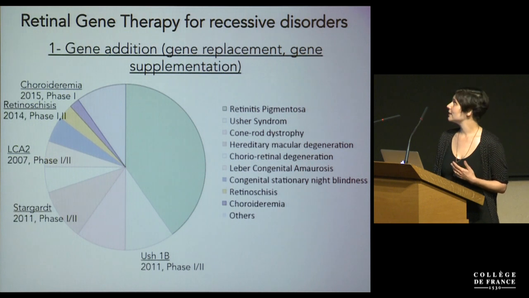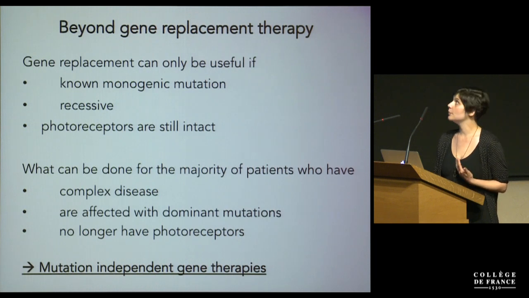Like I said, there's more investment and more interest in this, but despite this growing interest, we need to really look beyond gene replacement therapy. Why so? Because gene replacement can only be useful if there's a known mutation, and that's not always the case, it's monogenic and recessive, and the photoreceptors are still intact. We all know that the majority of patients who have retinal disease, actually, there are more people who have complex disease and are affected with dominant mutations or no longer have photoreceptors. So we really need to be thinking about this large patient population and what gene therapy can offer to them. This is what I'd like to focus on for my talk.